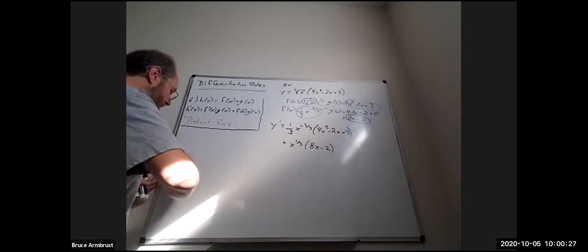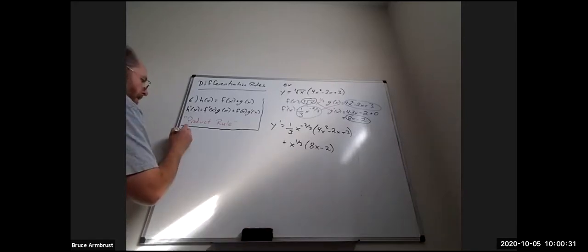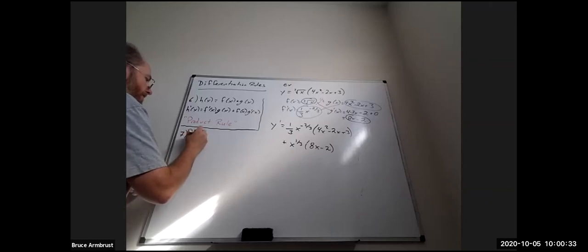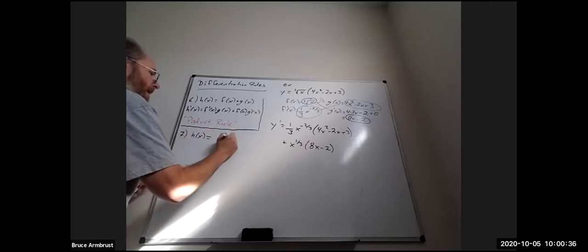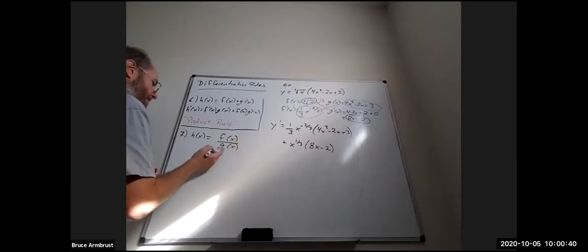All right, so the next one on our list then is going to be the quotient rule. And the quotient rule is exactly what it sounds like. Now instead of having f times g, it's going to be, what do we get when we do f divided by g?